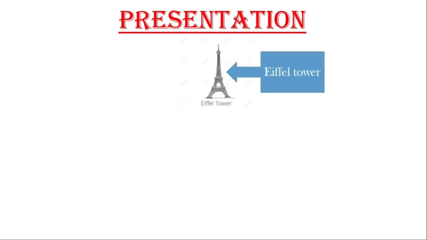Okay, then we shall start now, but first we have a very short presentation that we are going to show. As you see on the screen here, presentation. This presentation is about the Eiffel Tower. Yes, that's the way how we write it. Eiffel Tower, which is a very famous landmark in Paris, France. Now let's start the presentation.